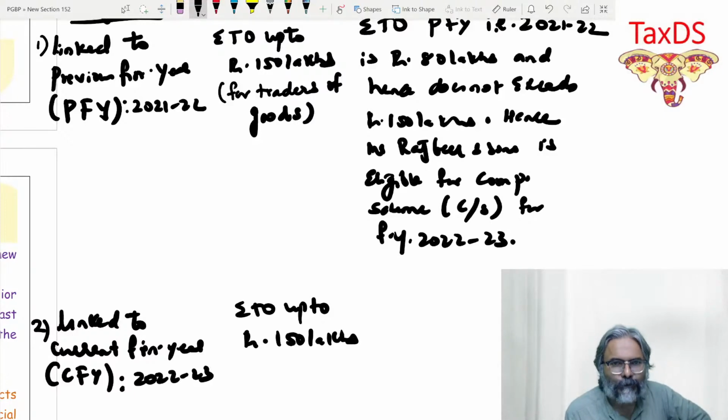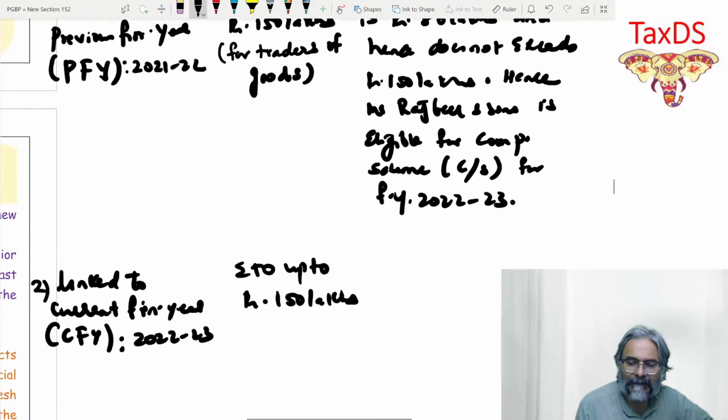Now, when the question is targeting the aggregate turnover, students, be careful. In this particular context, we have to explain that the aggregate turnover is within the limit. So, what do you have to write now in the remark side?